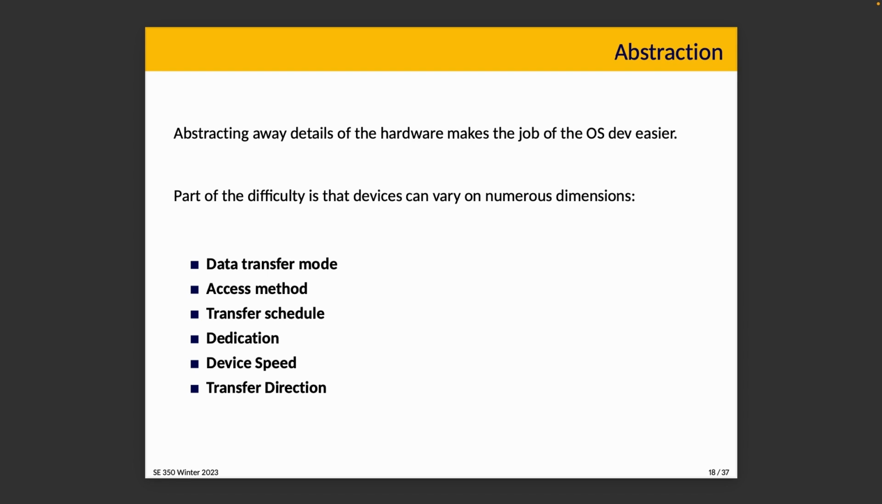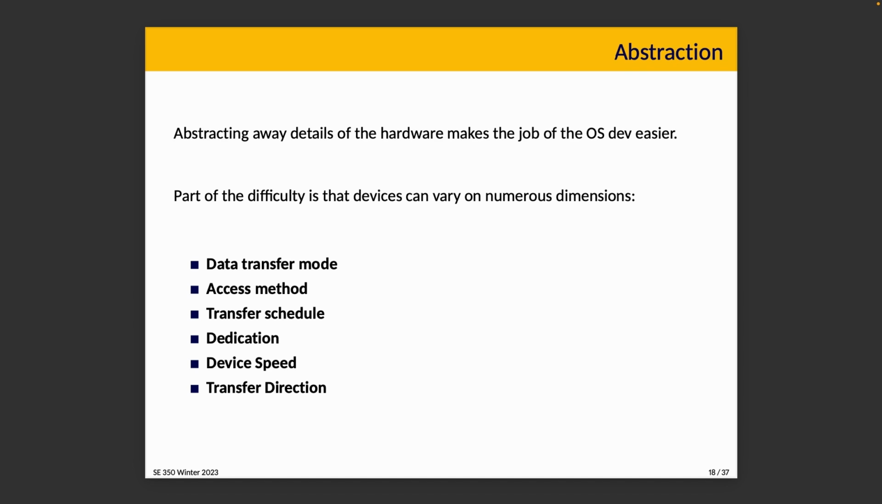Part of the difficulty is that devices can vary on numerous dimensions, right? It is not always so easy to just classify, say, a particular device because, well, they have different properties, so to speak. And here are a few of the dimensions on which particular devices could vary from one another, just to give you kind of a flavor of how much of a headache this can be.